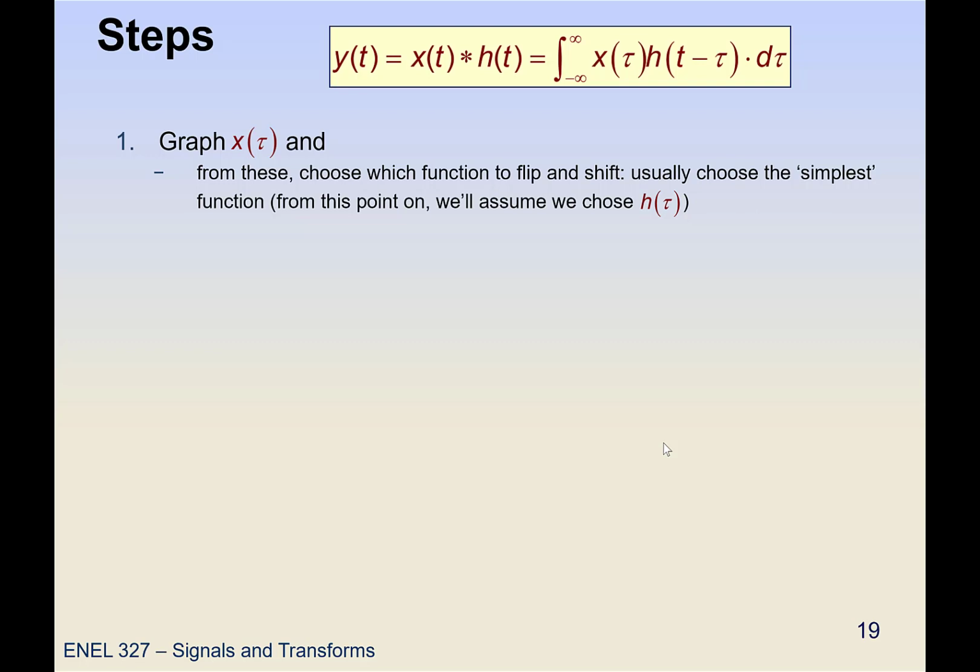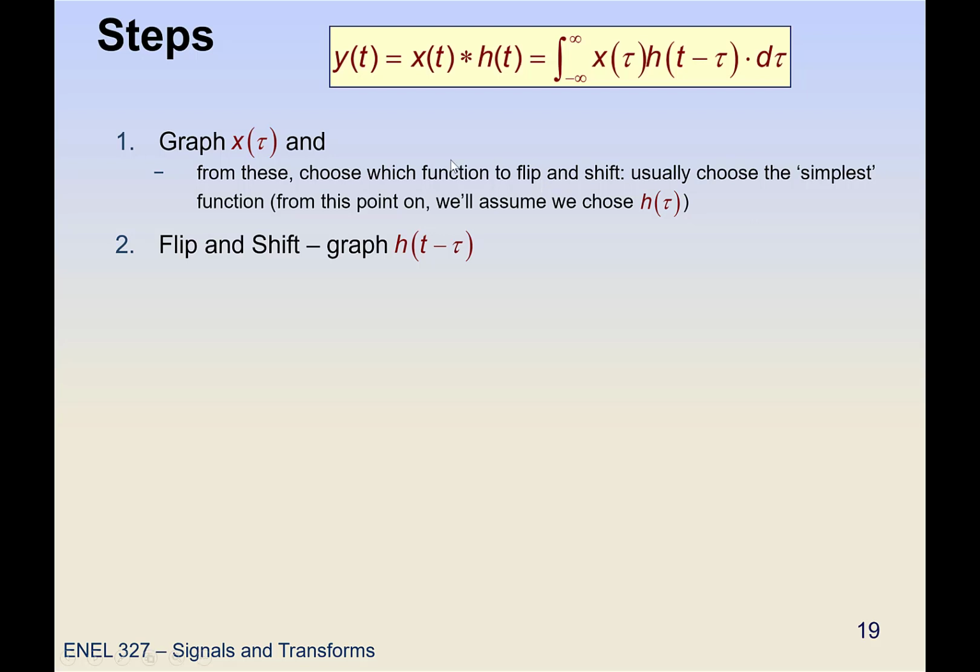So you're going to want to have graph paper to keep track of their overlap. We're going to graph x of tau and h of tau, and from those two we're going to choose which one to flip and shift. This is one thing I didn't mention here. It's not super important, but it doesn't matter which function you choose to do a reversal and shift, because you'll end up with the same value. We can demonstrate that at some point if you want, but just take it for granted right now. It's usually easiest to choose the simplest function. We're going to do an example, and you'll see.